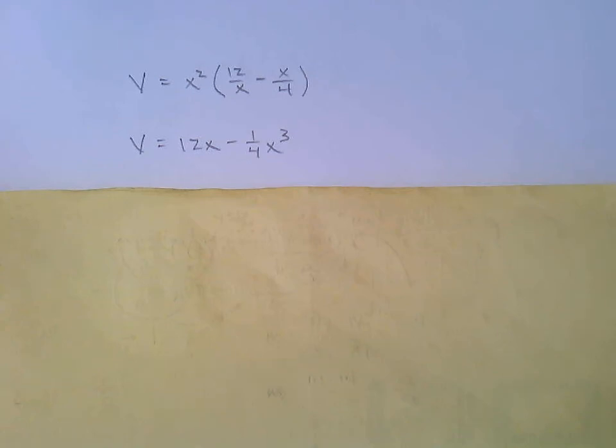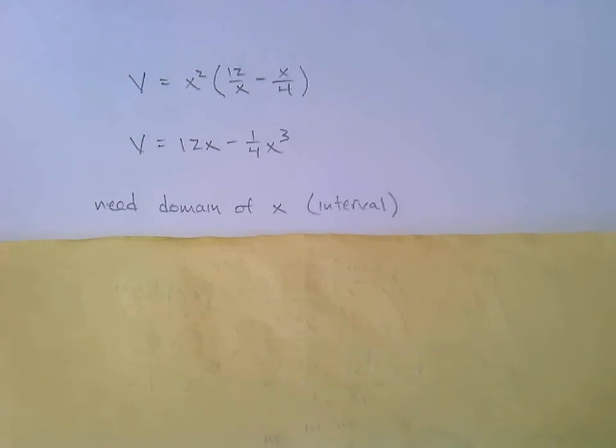Okay, this is great. We've written the volume in terms of only x, just one variable, and we've really cleaned it up. So we're going to be able to take a derivative very easily. We're not ready yet. There's another piece to the puzzle. We need an interval of x. So you might say we need the domain for x. How are we going to find an interval of x? Great question.